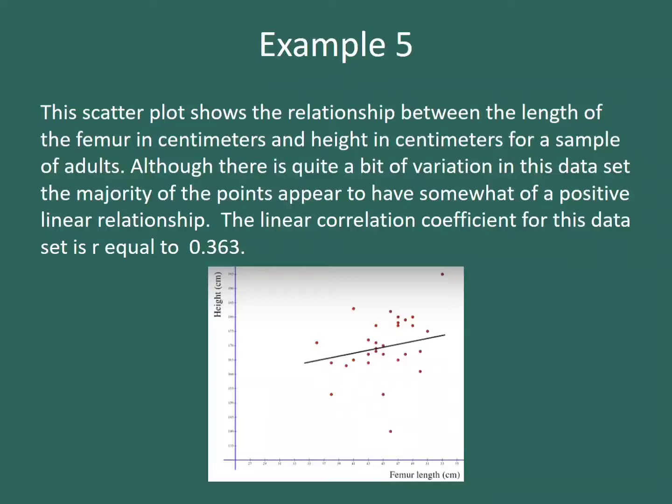misinterpretation anywhere. You do not want a misleading graph. Again, recall that from chapter 2. We do not want misleading graphs, and something like that might occur. So keep that in mind, that you use the same measurements. Although there is quite a bit of variation in this data set, the majority of points appear to have somewhat a positive linear relationship. The linear correlation coefficient for this data set is R equal to 0.363.